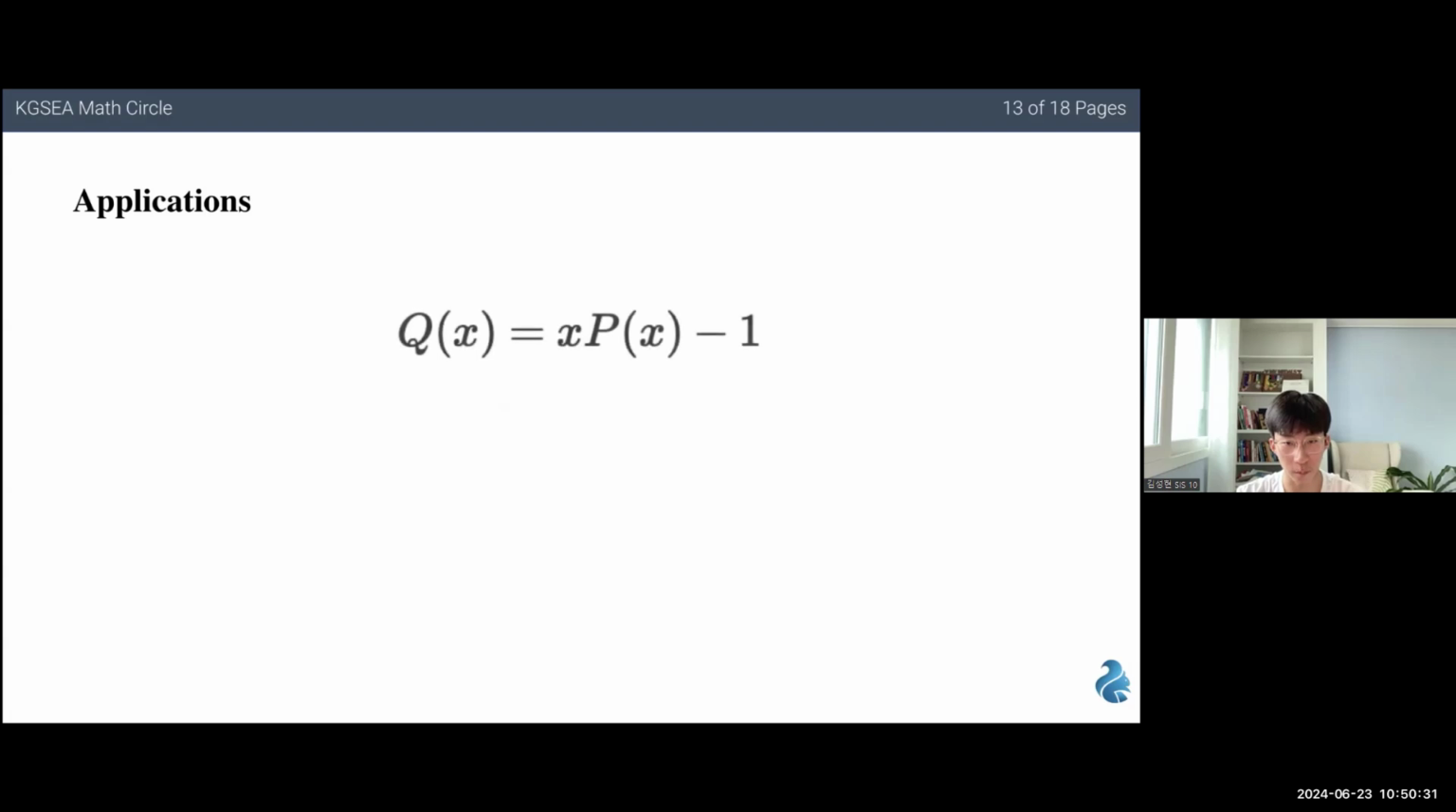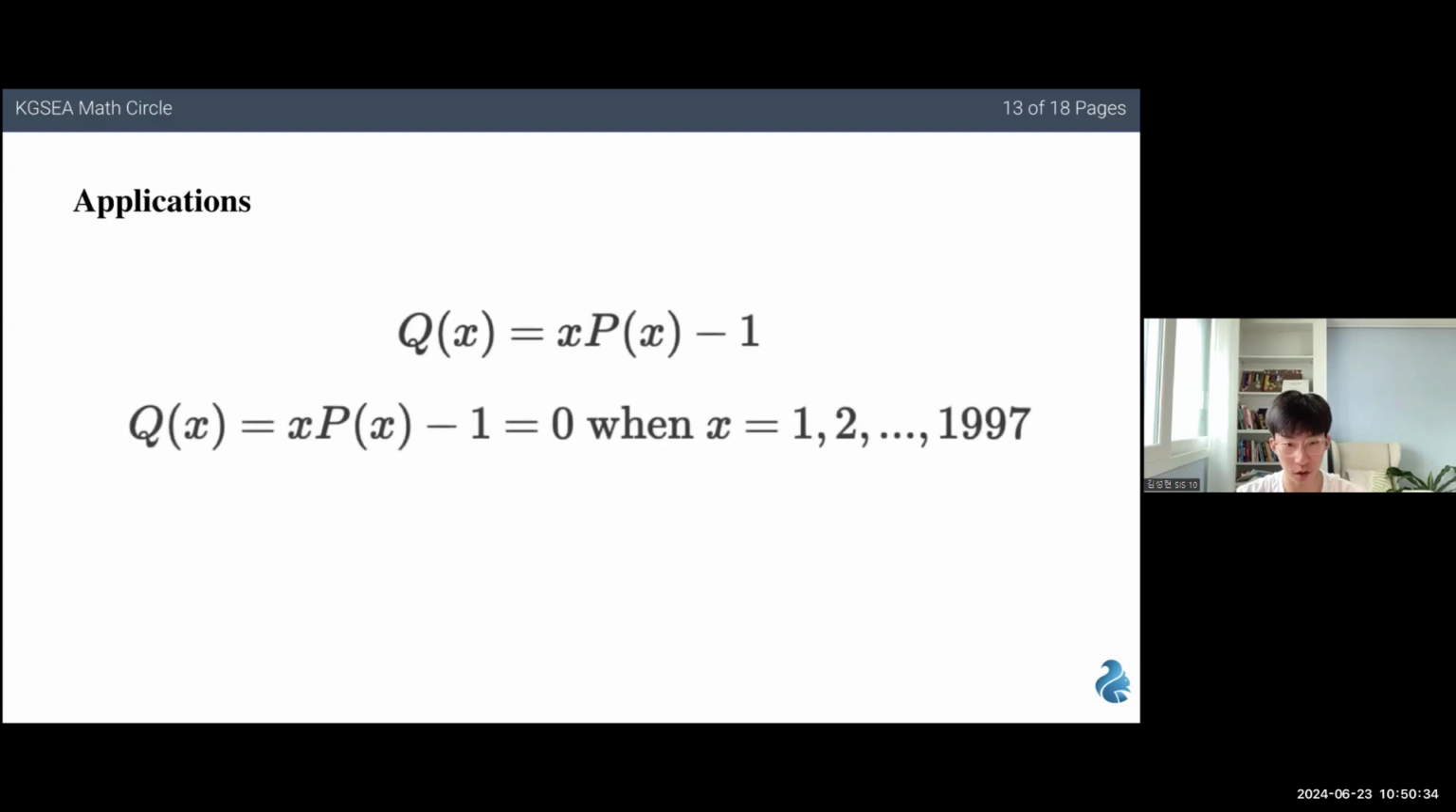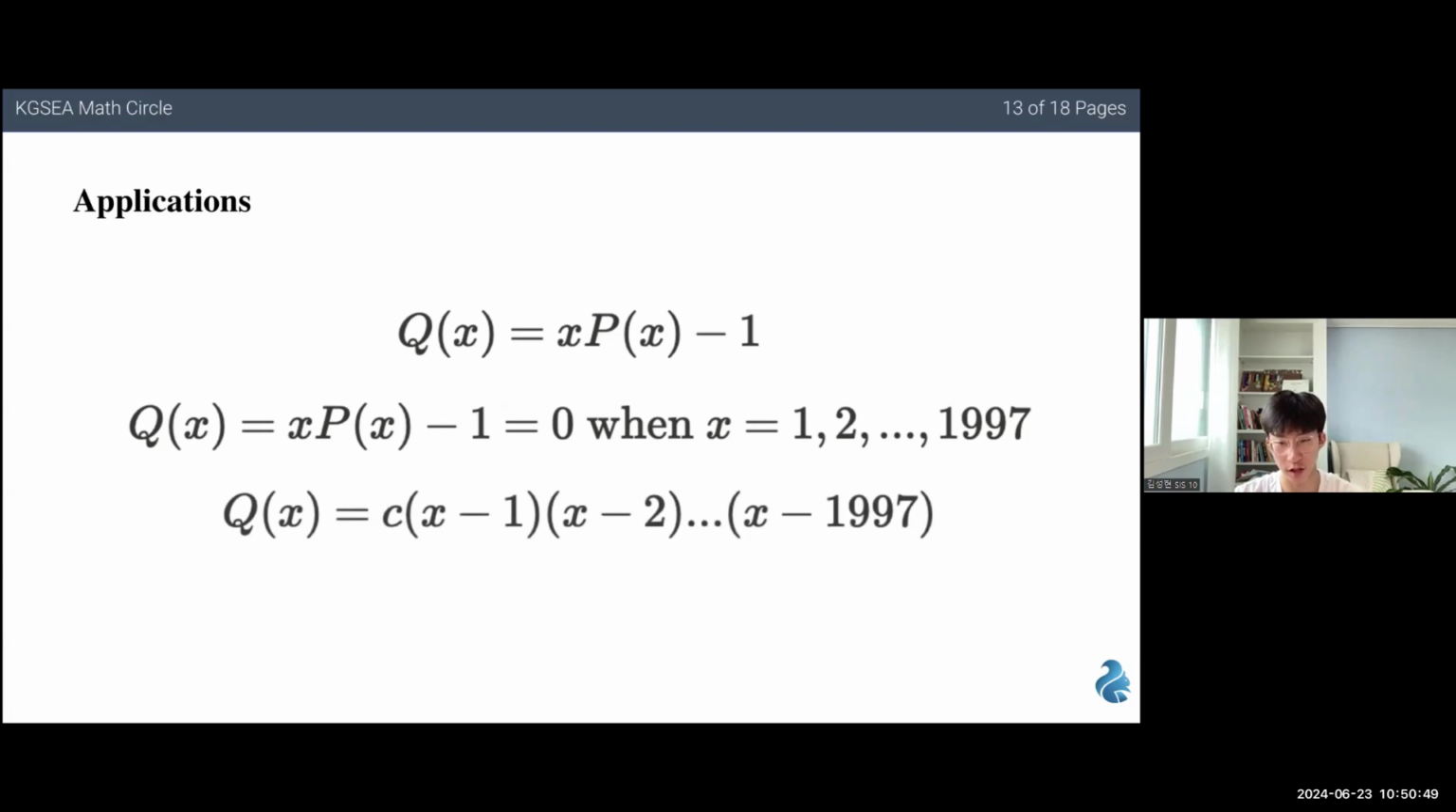So now we know, just restating that, that q of x equals 0 when x is 1, 2, and all the way to 1997. And this means that q of x can be factored as follows: c times x minus 1, x minus 2, and all the way to the last root. And the reason that q is a polynomial with degree 1997 is that, by definition, it's x times p of x minus 1. And p of x has a degree of 1996. If you multiply that by x, then that's 1997. And hence, in the last line I show here, q has a degree of 1997.